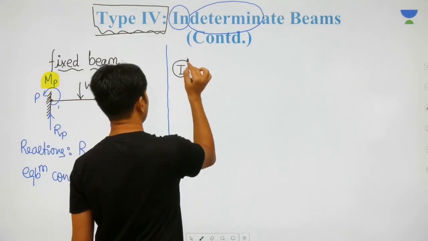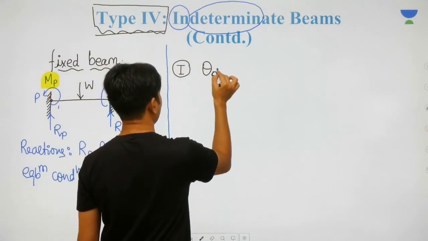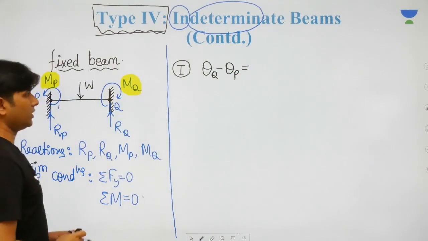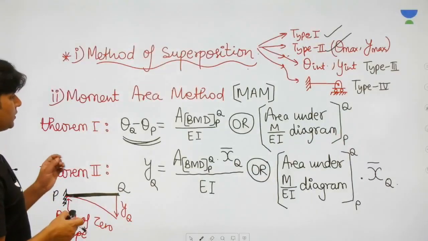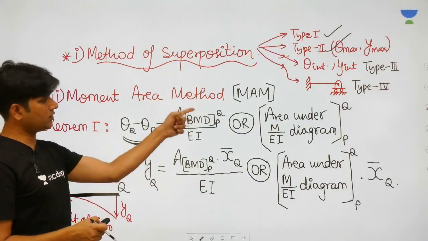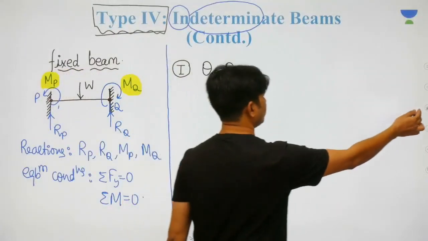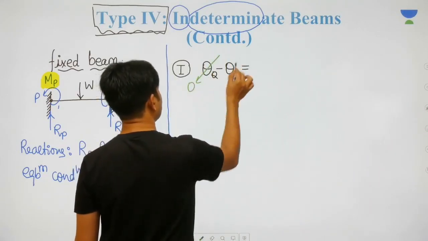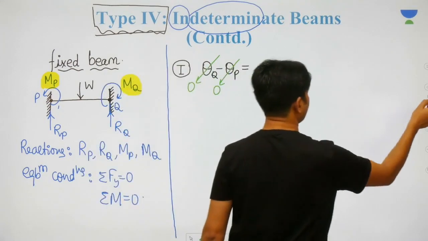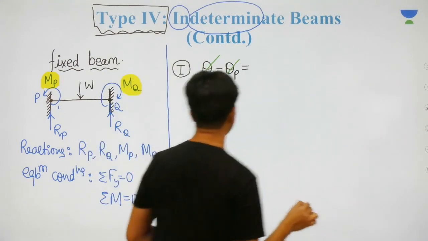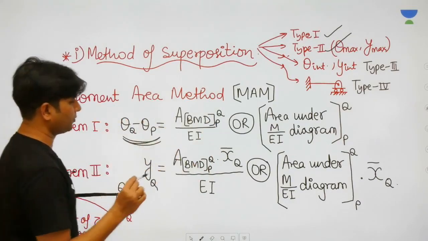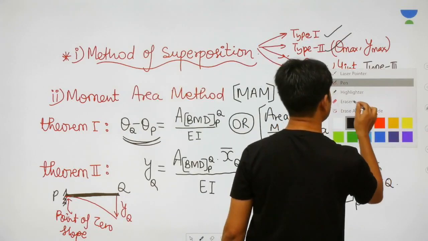Now think about theorem 1 of MAM that we have discussed just now. Theta Q minus theta P is equal to the area under the bending moment diagram divided by EI, isn't it? Now theta Q and theta P both are 0. On the right hand side we have what? Theta Q minus theta P is equal to the area under the bending moment diagram divided by EI, isn't it?